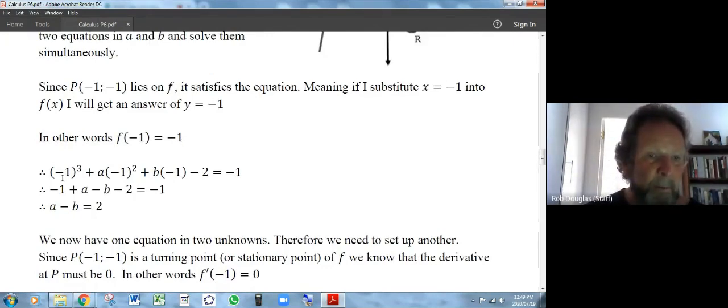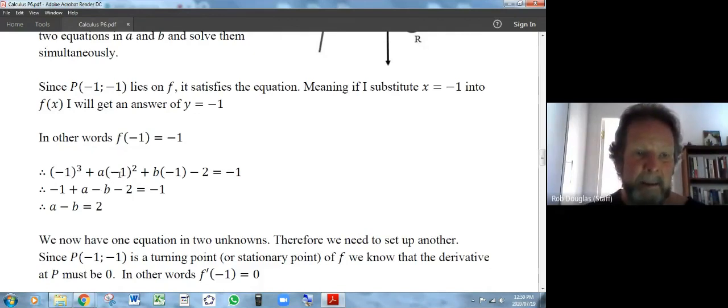So we put minus 1 in for where it's said x cubed and ax squared. We just replace x with minus 1. We replace the f of x with minus 1. That's y is minus 1. And then we just simplify it. We get minus 1 here.